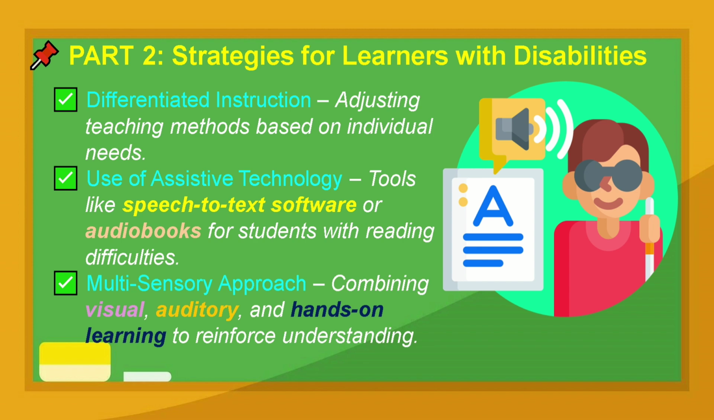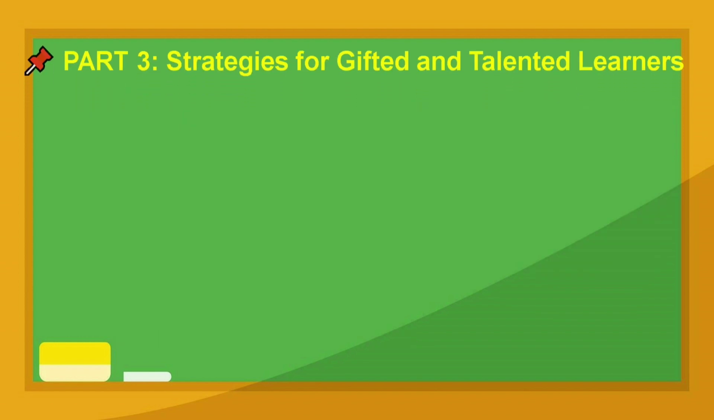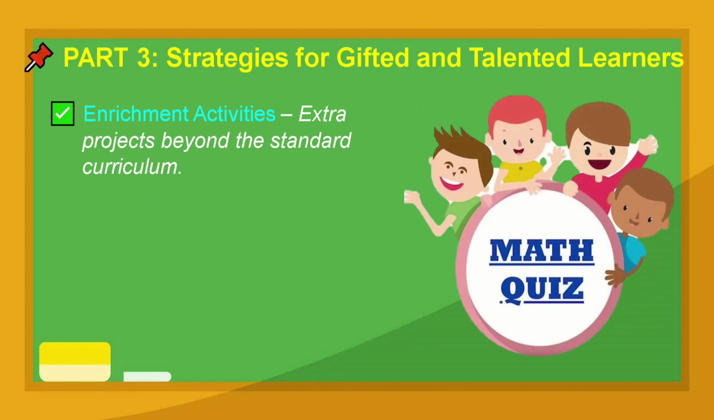For example, when teaching spelling, a teacher might let students trace letters in sand, that is touch, say the letters aloud, that is sound, and say the word written on the board, that is sight. We also have strategies for gifted and talented students. For gifted and talented students, we must keep them challenged and engaged by using these strategies.